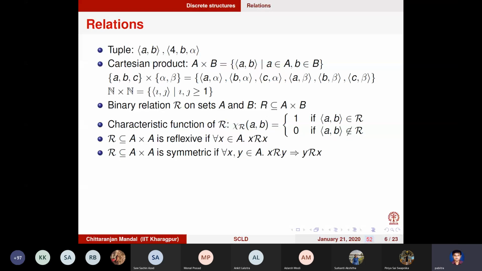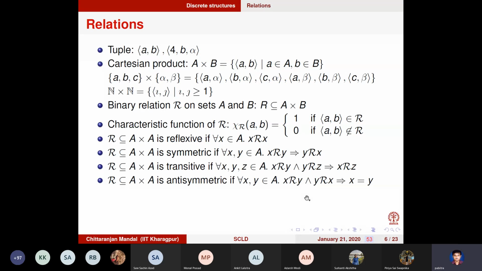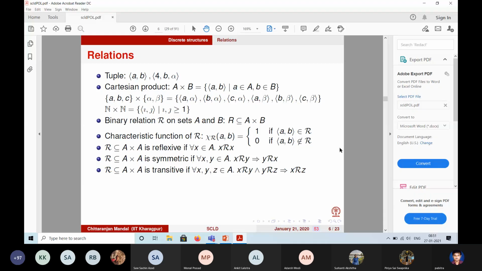Transitivity: if you have three elements X, Y, and Z in A. Note that in general, a relation can be defined over two sets, A and B, binary relations. But I am taking a special case where B is the same as A. So I'm talking about relations which are subsets of A cross A. Otherwise, this doesn't make sense. If you take three elements X, Y, and Z, if X is related to Y and Y is related to Z, it implies X is related to Z. So let's see what this means actually. Let me draw a diagram too to explain this.